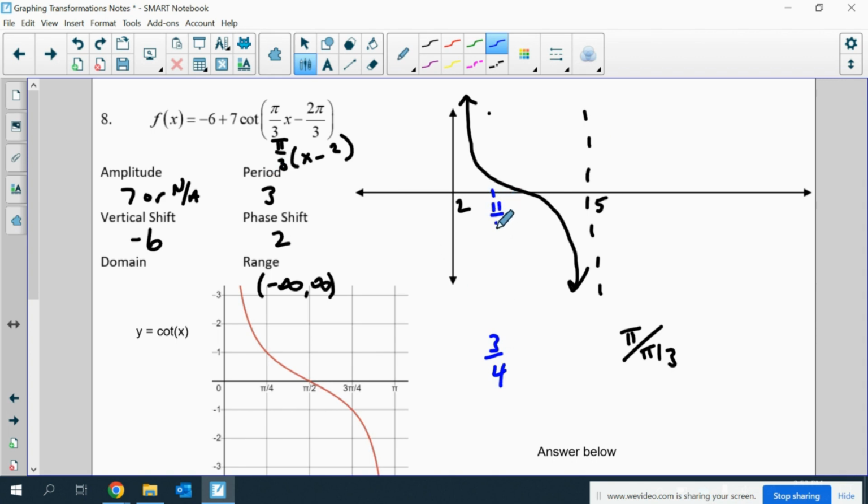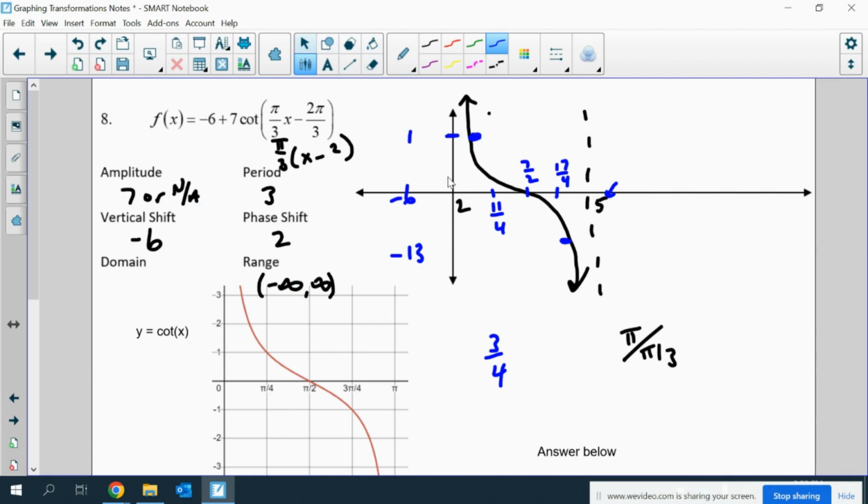So that's 11/4, 14/4, 17/4, and then 20/4, which is 5. My vertical shift was down 6, and then amplitude is 7. So these points should be at 17/4 and 11/4, but my graph isn't so hot.